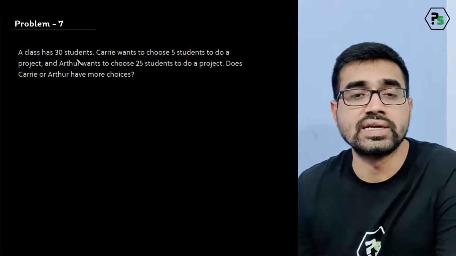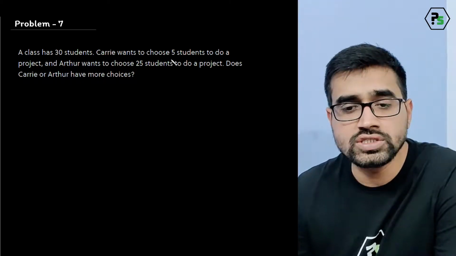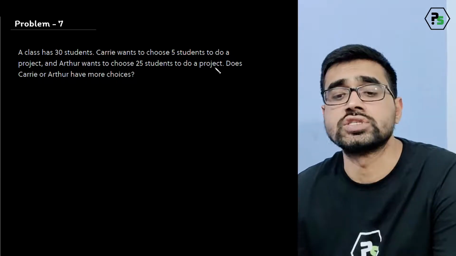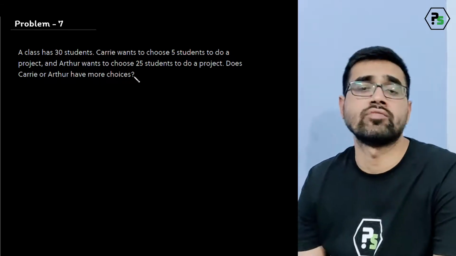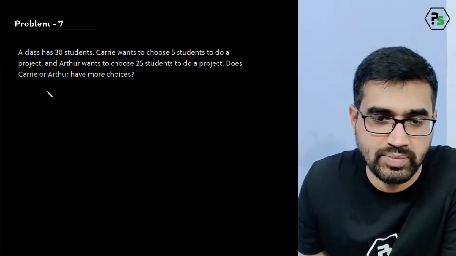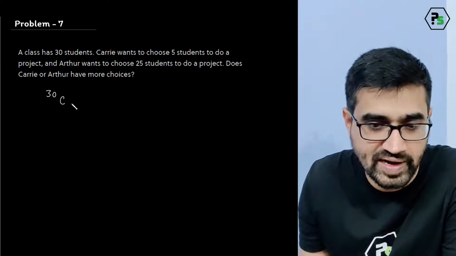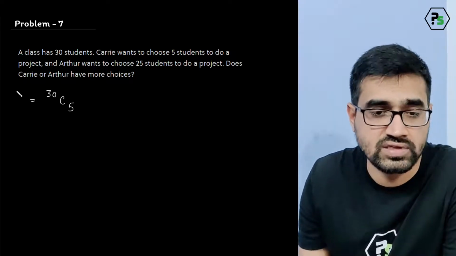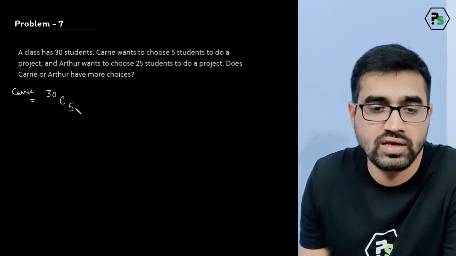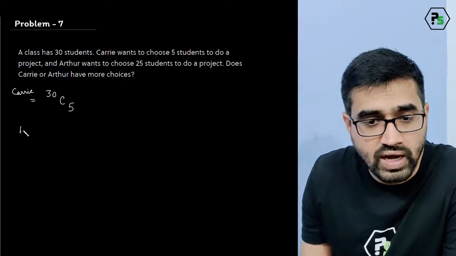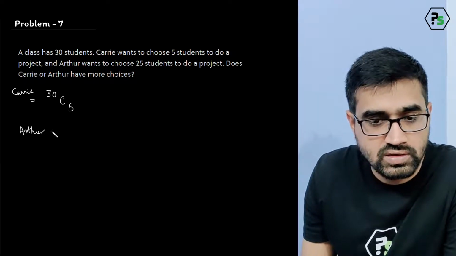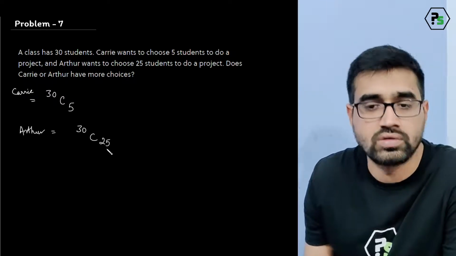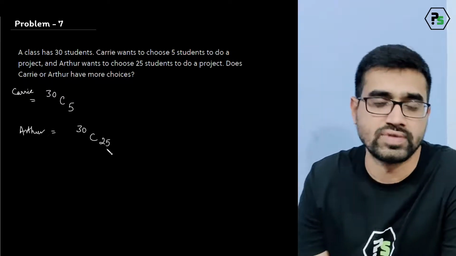So a class has 30 students. Kerry wants to choose 5 students to do a project, and Arthur wants to choose 25 students to do a project. Does Kerry or Arthur have more choices? Now it's just a simple statement repeated. We know that Kerry will select in 30C5 ways. So this is the selection process for Kerry. In case of Arthur, he has to select 25 out of 30.